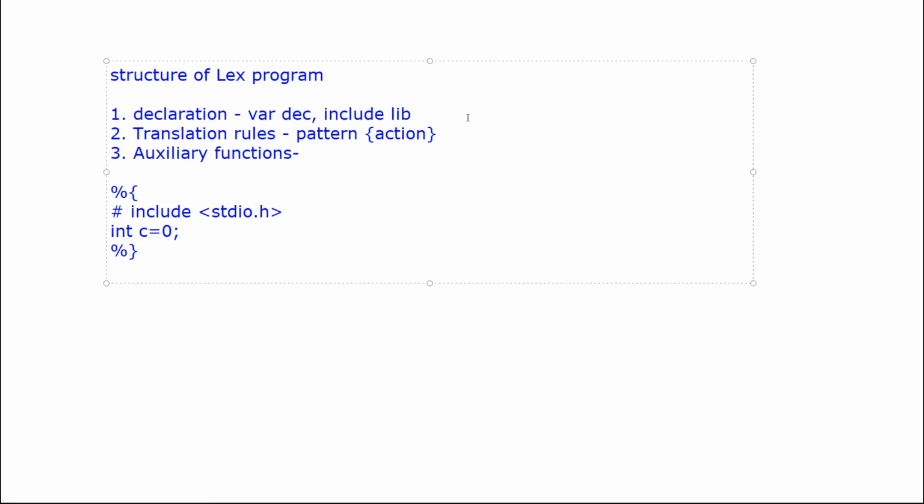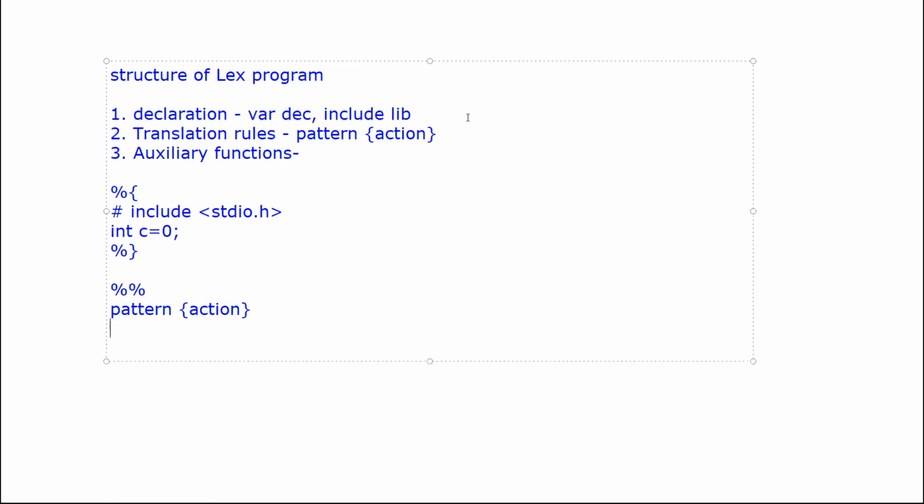Now you have another section, the second section, that is called the translation rule. Now we use a separator symbol to separate the declaration section from the translation rule section, which is a double percentage sign. So double percentage is used as a separator, right? Here the rule will be defined in the form of pattern, a single space, or you can define more than one space, but it should be defined after a space, right? Then the action, you can define the action here.